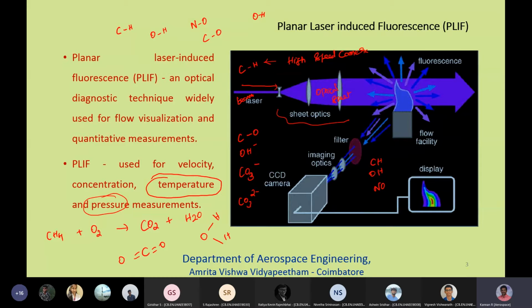Depending on the species, your excitation energy is going to vary. So this filter is going to allow only that kind of frequency associated with it: only the CH frequency for your CH, and likewise OH and NO. Normally for NO and OH, you need a laser for illuminating them, for getting a complete flow field, quantitative measurement.